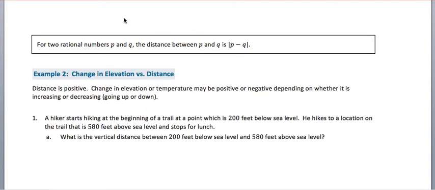It follows then that our rule, which is in the box on your workbook, for two rational numbers p and q, the distance between p and q is |p - q|. And please notice it doesn't matter which order they're in.